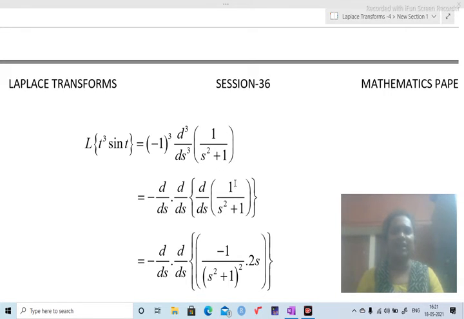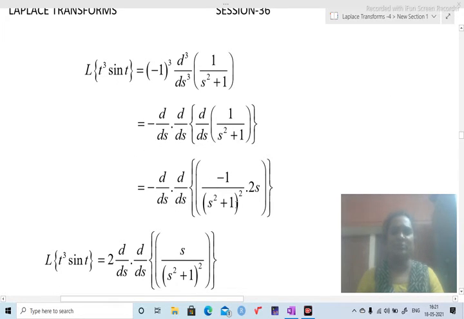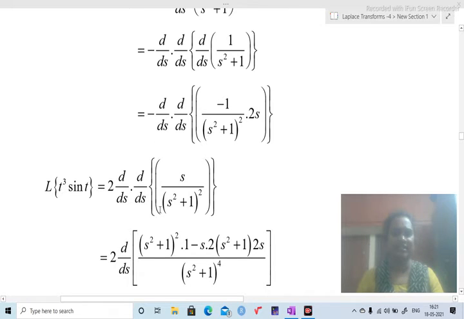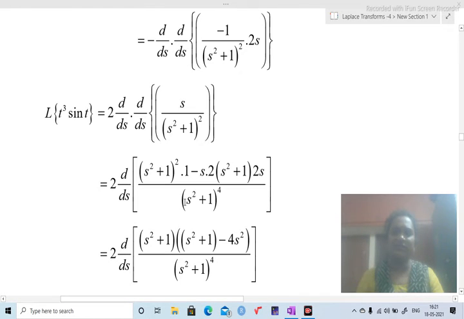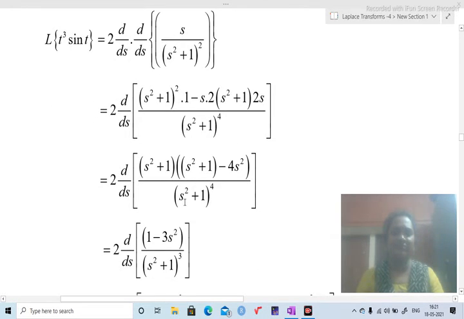First of all, I am going to complete one time differentiation. Then I am going to get this term. Again taking 2 outside, and minus into minus is plus. Then I am going to get this step. Now I am going to do the second time differentiation by using the u by v formula. Then after simplification, this is the simplification. That means the differentiation of this term is this one.